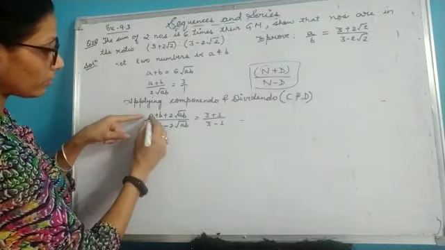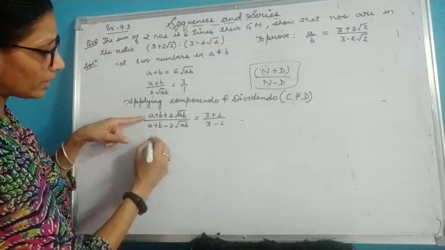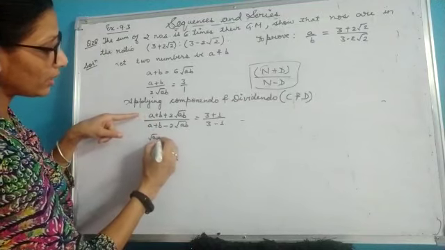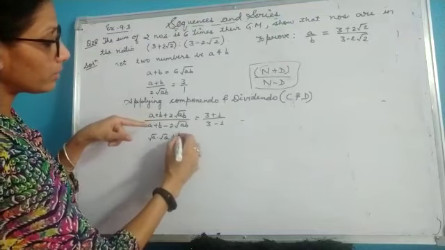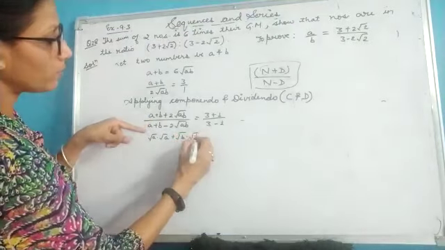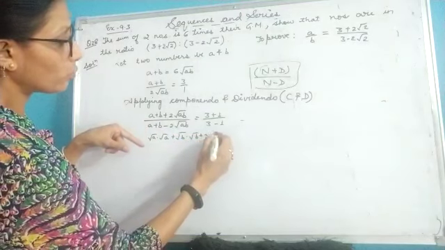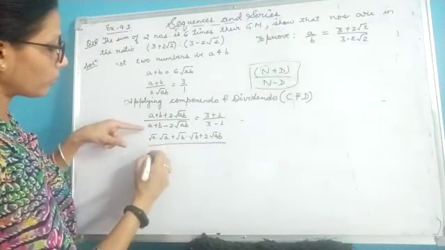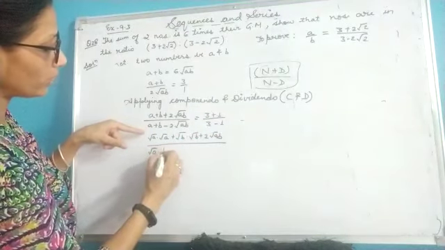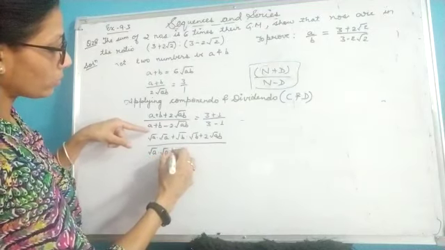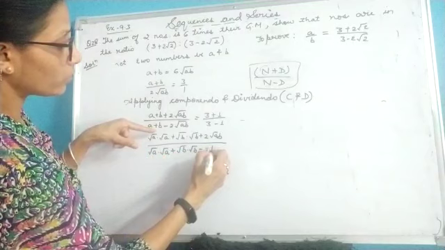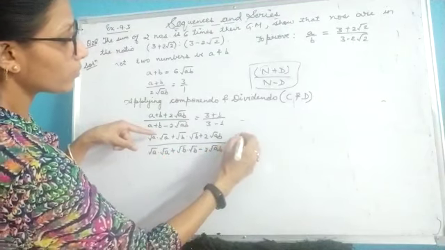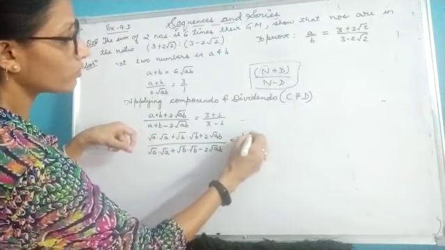That means I can write this A as root A into root A. Similarly, this B can be written as root B into root B plus twice of root AB, whole upon, similarly I can write it as root A into root A minus root B into root B minus twice of root AB, and this gives me 4 by 2, which gives me just 2.